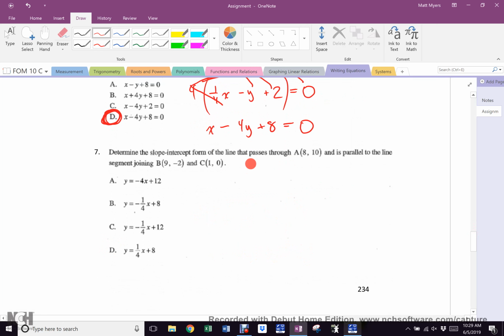Determine the slope-intercept form of a line that passes through there. Is that a point? So there's my x and y, correct? And is parallel to that line. What does parallel mean? Same slope. So if I know this slope, do I know this guy's slope? So what do I got to do here? Find slope. How?